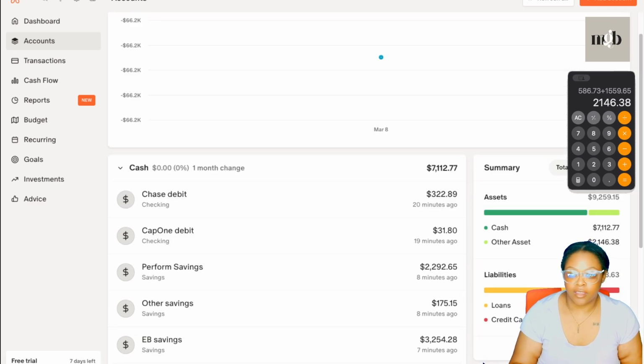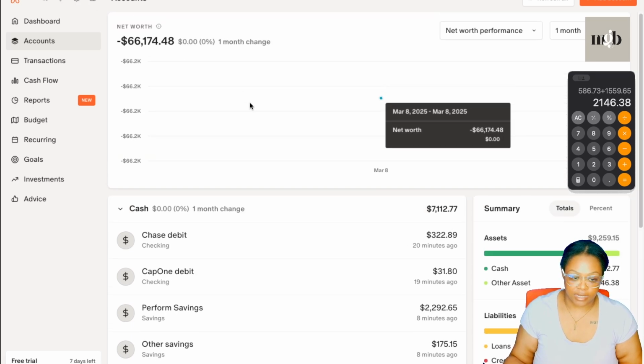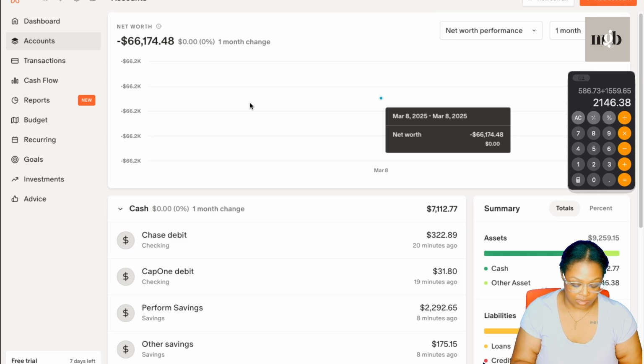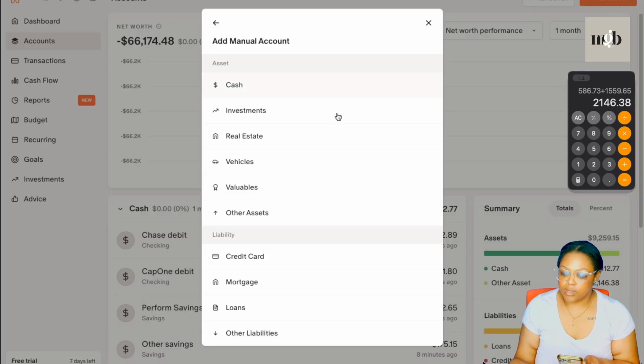All right, so those are all of my accounts, as far as moving money around. I am gonna add my house to this as an asset because, as you can see, without it, my net worth is negative $66,000.